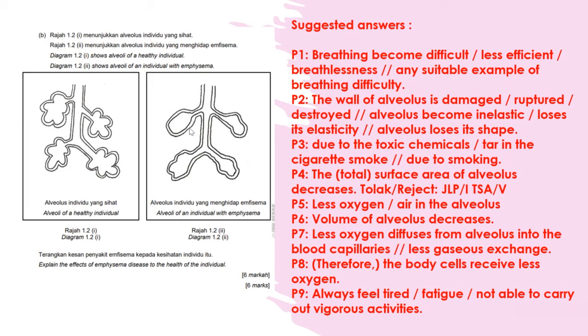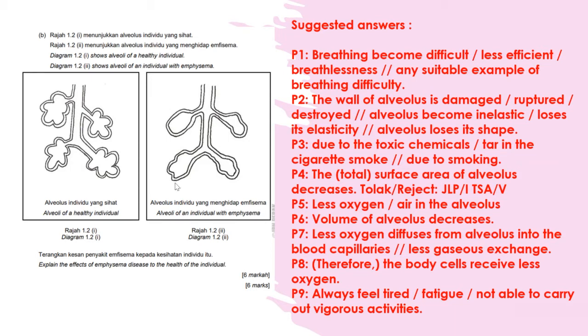In the alveoli of the emphysema patient, the wall of the alveoli is ruptured or damaged. It will become a big hole here. Most of the alveolar wall is damaged and becomes a big hole, and it will cause the total surface area of the alveolus to become small. Okay, now let's go to the suggested answer.